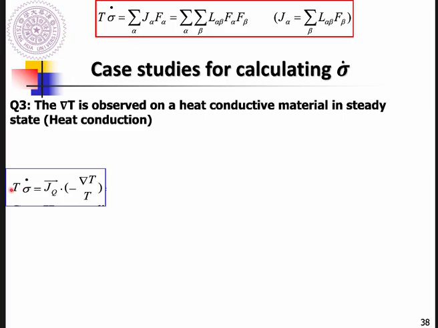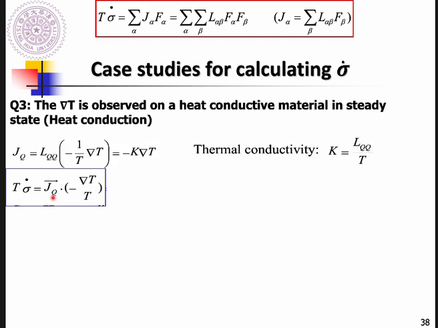So I can get the absolute temperature times sigma dot E equals the heat flux times the temperature gradient divided by T. But here, we need to know the sigma dot. So you need to figure out what's the heat flux. What's the magnitude for heat flux?